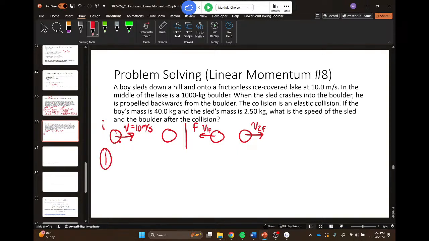He learned his lesson. All right, so you got the mass 1 is actually going to equal 40 plus 2.5. Let's just go ahead and combine them now and not need to worry about it later. It's a boy and a sled, so you care about both. So great, we've taken that into account. Mass 2 equals 1,000 kilograms. And we know V1 initial equals 10 meters per second. And that's all we know.